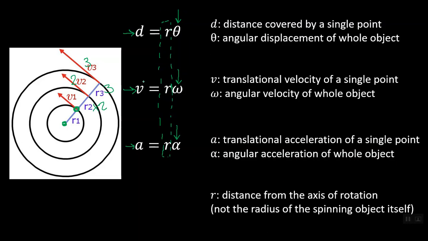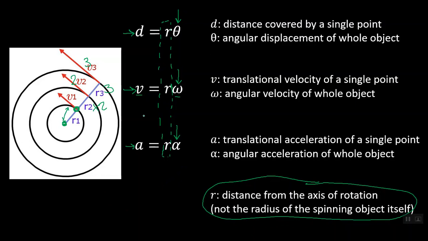Same thing, if we know how fast the entire object is rotating, we can figure out how fast a single point on the object is moving translationally, as long as we know its distance from the center of that axis of rotation. It's called r, a radius, but the true definition is how far away it is from the axis of rotation. Keep in mind, it's not going to be the radius of the whole spinning object itself. It might depend on where on the object you are looking at.